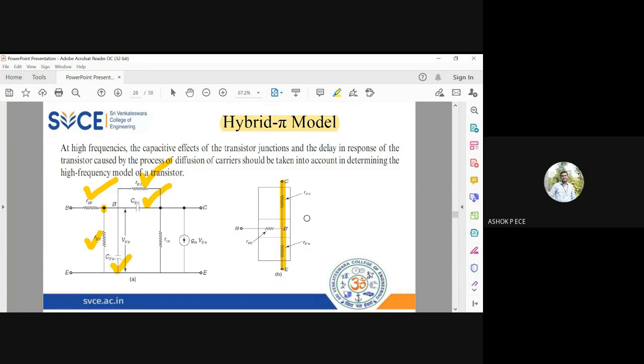And between collector and emitter, you have a resistance RCE. And at high frequency, you will have this current source coming into picture, GM into VB dash E. If there is a current source, there will be a parallel resistance. So that resistance is going to be RCE. RCE is the resistance between collector and emitter.